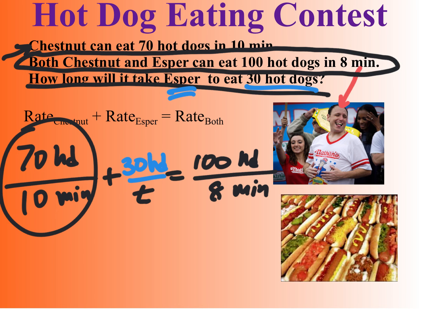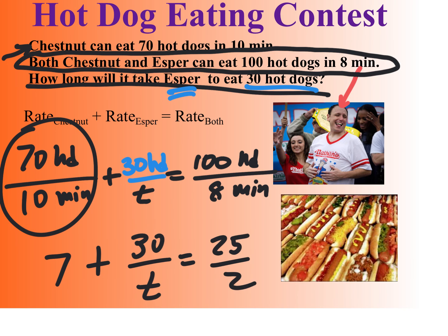Would you agree that 70 divided by 10 is 7? Yes. And I don't need units anymore. Plus 30 over t equals, and again, I don't need units anymore, but let's simplify 100 over 8. You could put 50 over 4, or what's even better? Simplify 50 over 4 one more time.